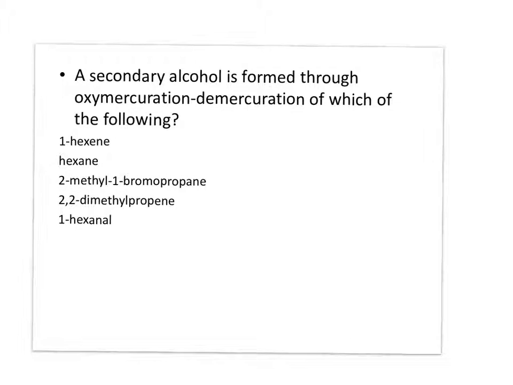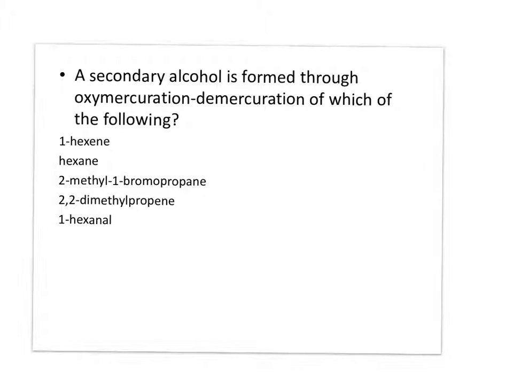Secondary alcohol is formed through oxymercuration, demercuration of which of the following? So we have to remember that oxymercuration, demercuration is simply addition of water in a controlled fashion. It doesn't allow for the formation of cations, and so it avoids rearrangement. It's still going to add the OH Markovnikov style, so the OH will go on the more substituted carbon.